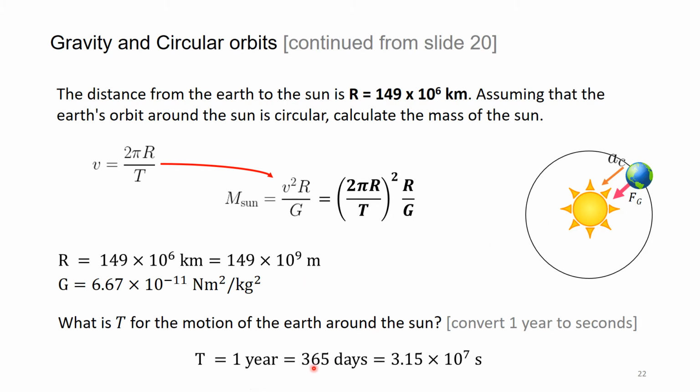So you do the calculation. 1 year is 365 days, and each day consists of 24 hours, and each hour consists of 60 minutes, which consists of 60 seconds. So you multiply 365 with 24, with 60, and with 60 again. That will give you 3.15 times 10 to the 7 seconds. That's the period of the earth. So that's the value of T we plug in here.